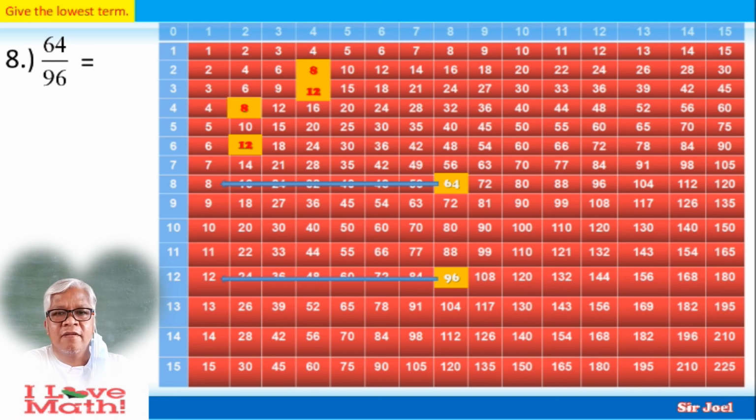So let us check. What is 8 divided by 4? The answer is 2. 12 divided by 4, the answer is 3. So check lang uli natin kung meron pang 2 and 3 in other columns, simula sa 2 to 15, meron ba? So kung wala na, divide 2 and 3 by 1. What is 2 divided by 1? The answer is 2. 3 divided by 1, the answer is 3. Meaning to say, ang ating sagot is simply 2/3.